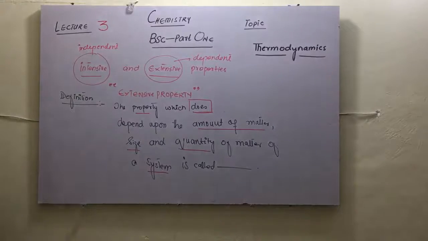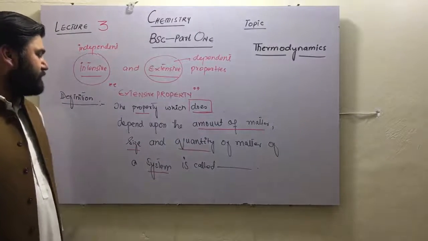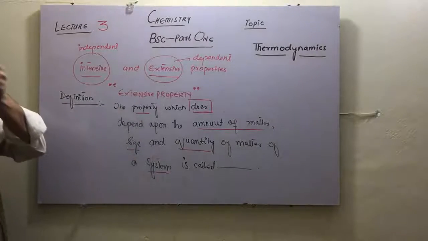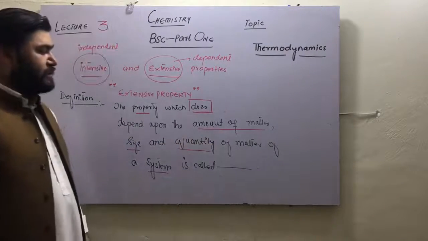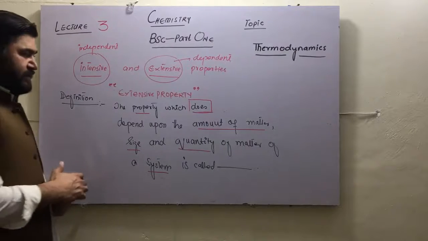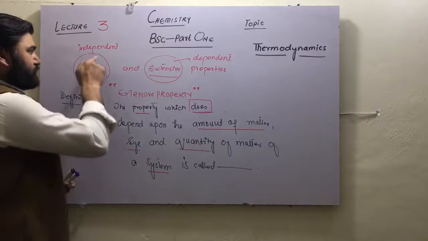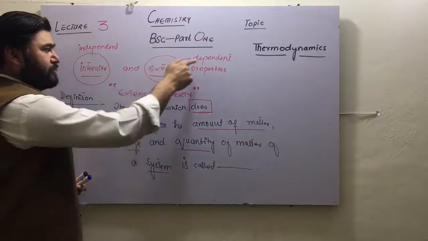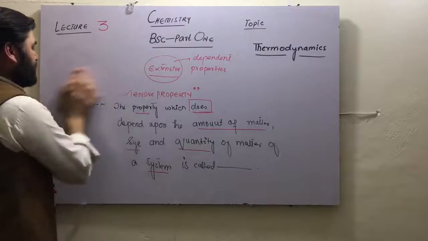An intensive property is independent of the amount of matter, size and quantity of matter of a system, while an extensive property is dependent upon the amount of matter, size and quantity of matter of a system. So that's the small difference between the definitions. Intensive is totally independent, extensive is totally dependent. Let's compare them with each other, then you will get a better idea.